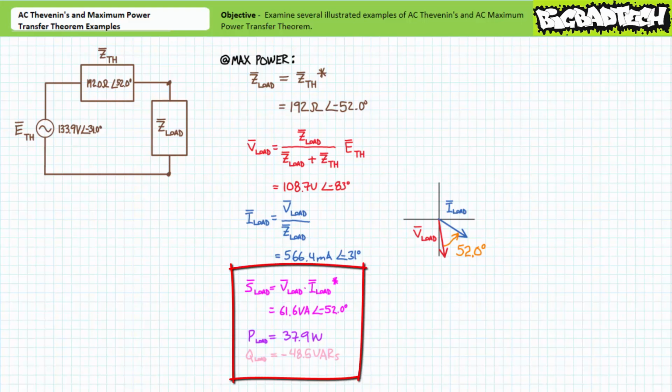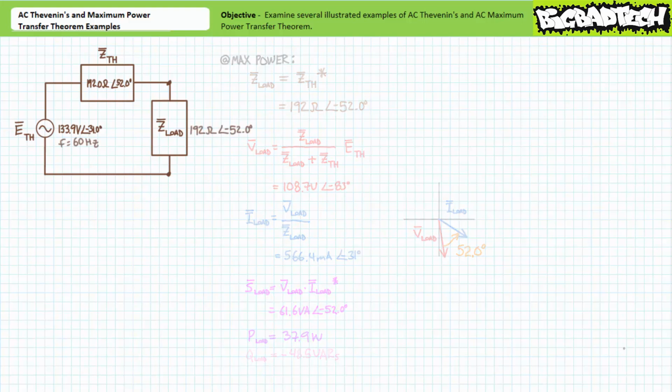Using only this relative phase shift, the AC power formula suggests that the load experiences 61.6 volt amperes of apparent power, of which 37.9 watts is directed towards real power and negative 48.5 VARs is directed towards a reactive interchange. Given this represents maximum power conditions, any change in load impedance magnitude or angle should result in less real power delivery.